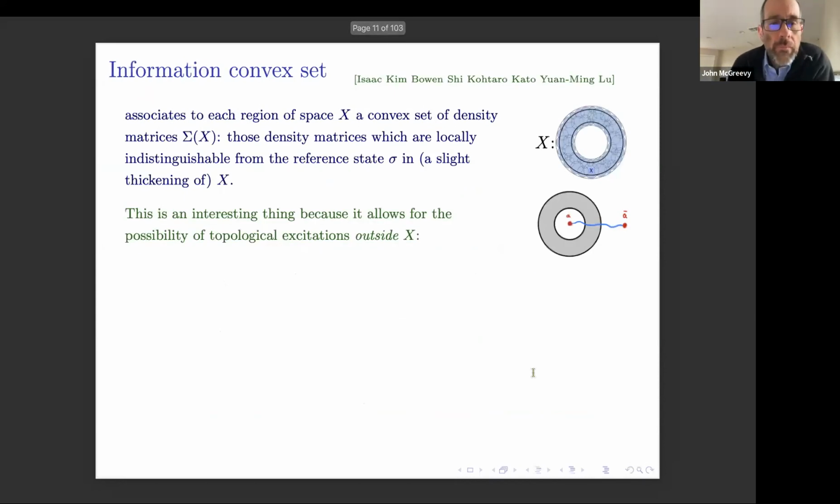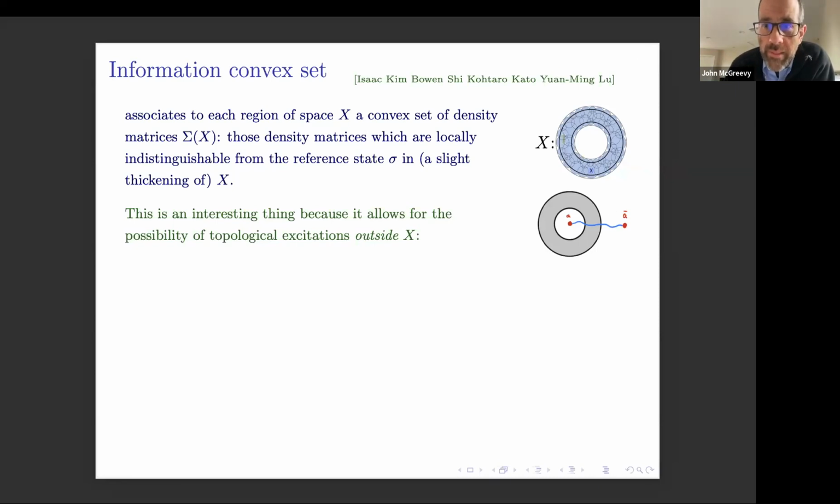Okay, so having figured out how we identify whether a state is of the right kind, how do we extract the universal information? In the case of gapped states, a very important idea is this thing called the information convex set, which I'll talk about a lot in what follows. It's a machine that associates to each region of space. So consider a region X, which for now we'll take to be a subset of the ball in which our density matrix is defined.